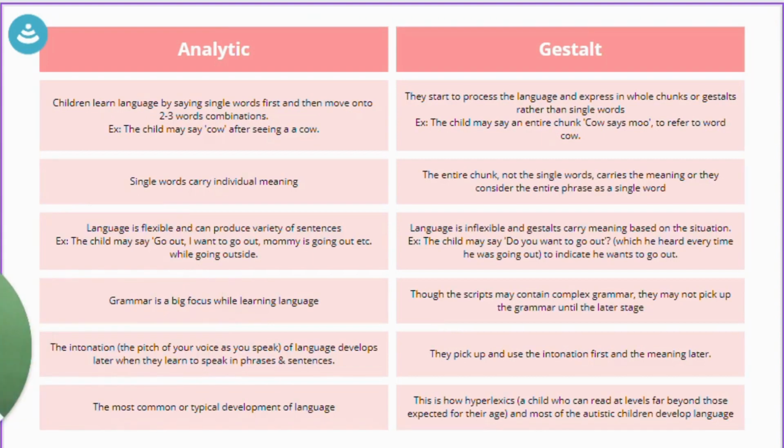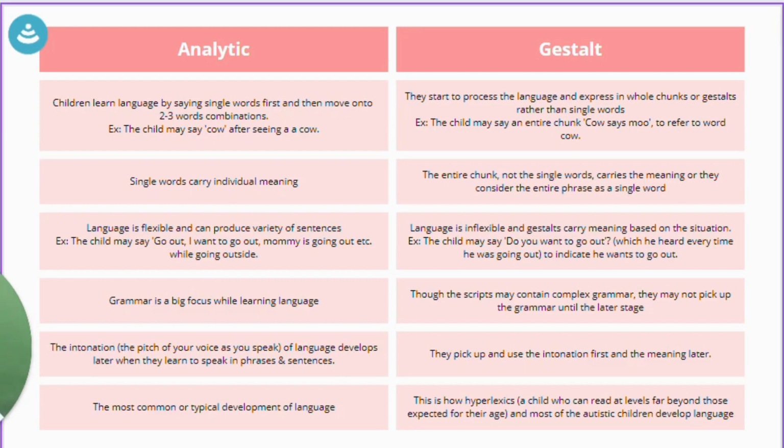The next difference is that in the case of an analytic language processor, their language is flexible and they can produce a variety of sentences. For example, the child may say "go out," or "I want to go out," or "mommy is going out," etc. while going out. In the case of a GLP, their language is inflexible and it's the gestalts that carry meaning based on the situations. For example, the child may say, "Do you want to go out?" which he must have heard every time he was going out, to indicate that he wants to go out.